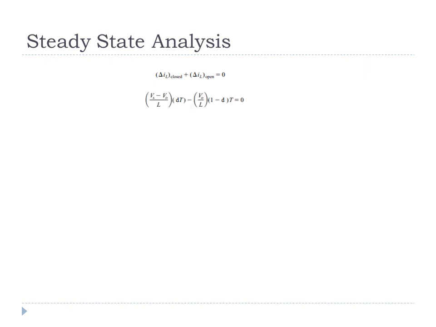And we can solve this expression for the value of V naught, which comes out to be V naught equals Vs into D, and the duty cycle D is always less than or equal to 1. Therefore, the output voltage in case of buck converter is always less than or equal to the supply voltage. So this is one of the important expressions.